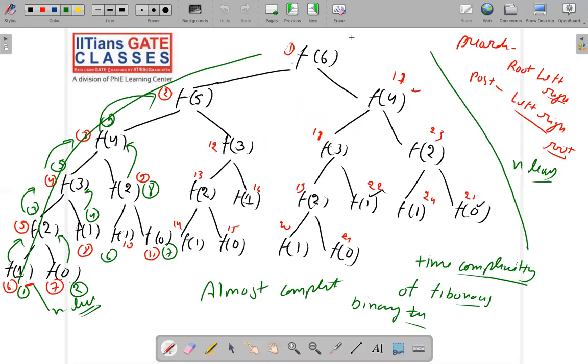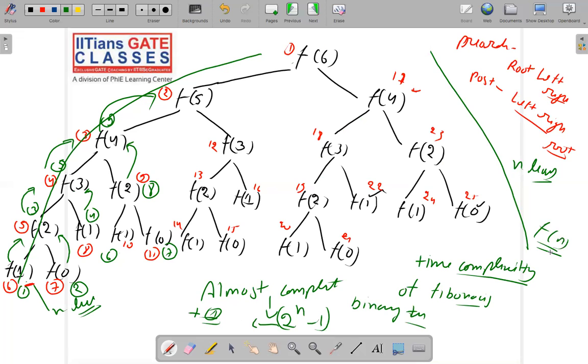So given this Fibonacci tree, almost complete, we will consider the worst case time complexity, which is almost around 2 raised to power n minus 1. We will have 2 raised to power n minus 1 nodes in this tree, and each node will take at least constant time, right? At least there is one addition happening, at least constant time.